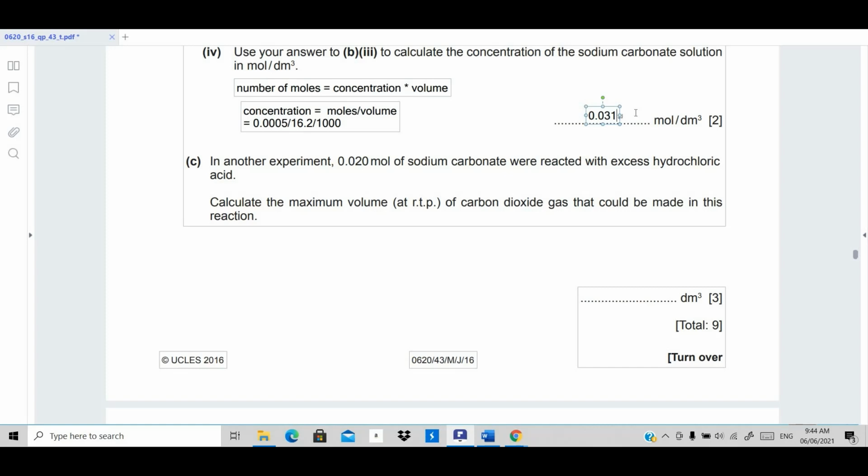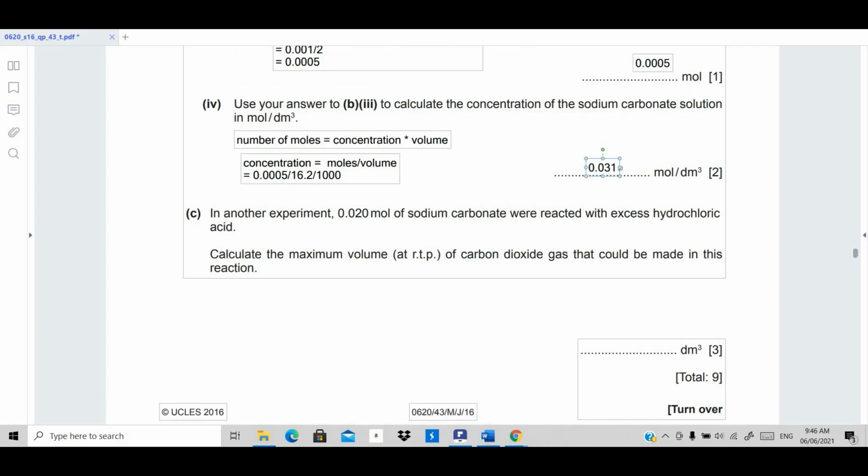In another experiment, 0.02 mole of sodium carbonate is reacted with excess hydrochloric acid. Calculate the maximum volume at RTP, room temperature and pressure, of carbon dioxide that could be made in this reaction. So here we can use the equation volume equals moles times 24. You might be thinking that we don't have the moles, how will we use that equation? I'll clear all the doubts here. Volume equals moles times 24.